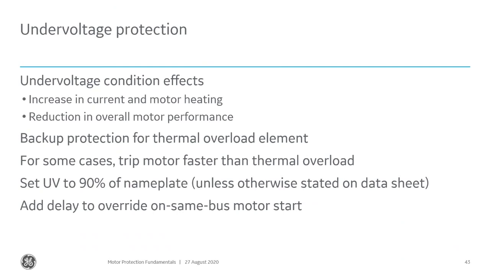Under voltage protection, your under voltage condition affects increase in current and motor heating, reduction in overall motor performance. The under voltage protection is backup protection for thermal overload element. For some cases, it will trip motor faster than a thermal overload. We set the under voltage to 90% of nameplate unless the manufacturer advises otherwise. And you put a delay on the under voltage to account for motor starts on your same bus. A motor starting on your bus is going to dip your voltage. That's a normal condition. You don't want to trip off your other motors just because you're starting a new motor. So you want to make sure there's enough delay in there.